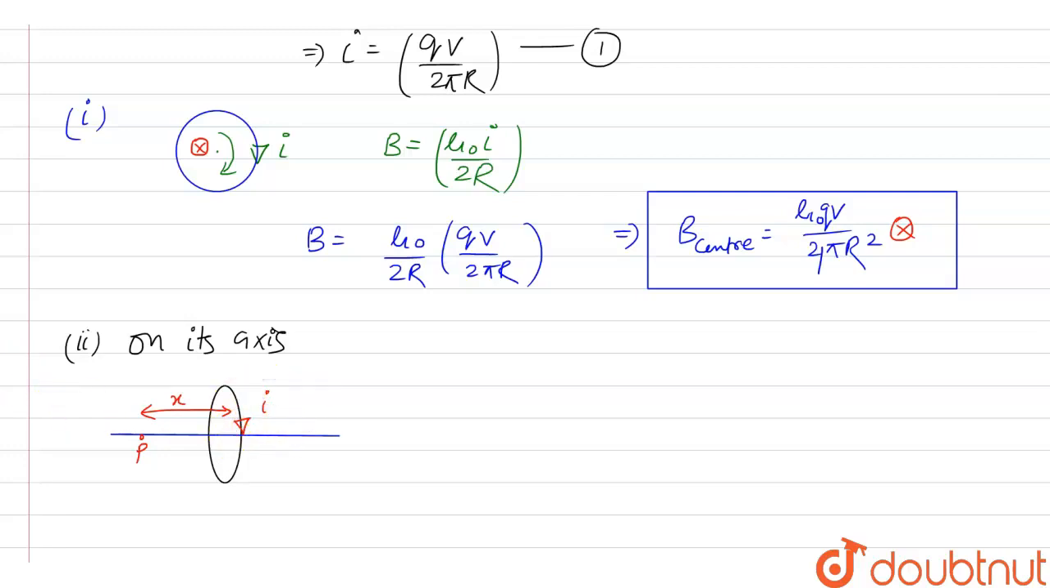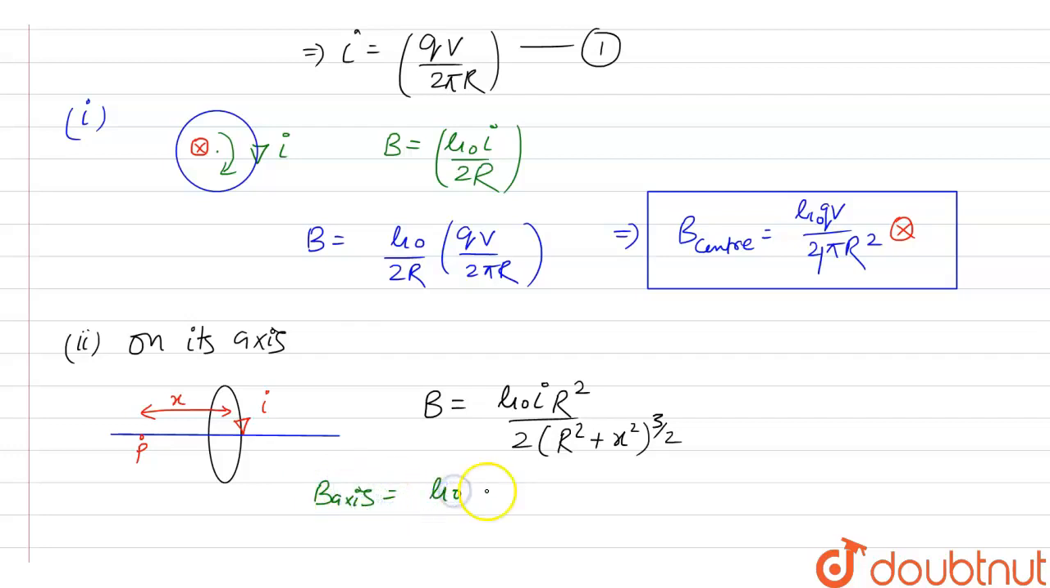So here we know the formula. On the axis of a current carrying loop, the magnetic induction at a point on its axis is given by mu naught I radius square upon 2 into radius square plus distance from the center whole power 3 by 2. Okay, and we also use the same concept of screw rule here. So we can now just substitute the value of current in the formula to find the magnetic induction at the axis.